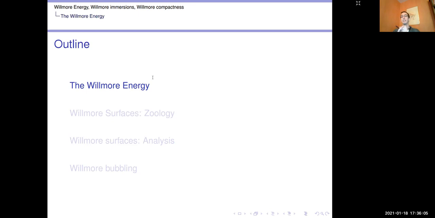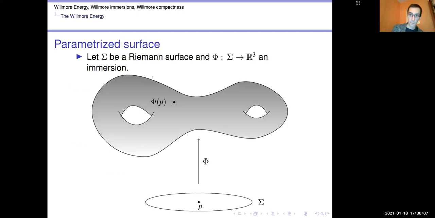So let's start by defining our object. The first one is the notion of an immersion of a Riemann surface into R3. So in essence, we're simply considering a surface in R3 and its parameterization. For now, the parameterization is an immersion. This will have to be relaxed a bit later.